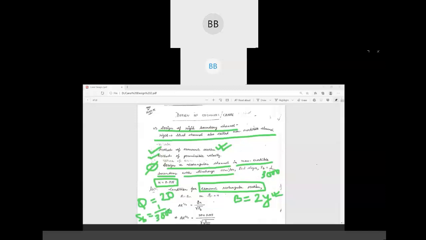Okay, so this you can also write b by 2 is equal to y. Okay, it's up to you what you want to write. b is equal to twice y, or half of the width of the channel is equal to depth of flow.